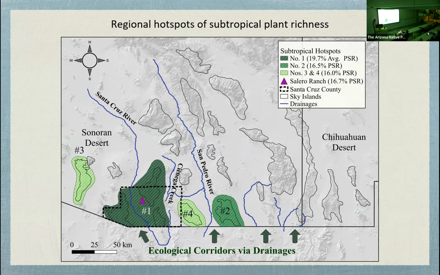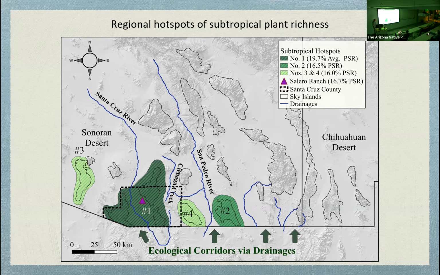What we also wanted to find out is where the densities are. So how we define subtropical hotspots is we used the sky islands with the greatest subtropical richness, or the greatest proportion of subtropical richness. And we defined hotspots as either individual sky islands, or as a cluster if they shared biotic similarity from the Bray-Curtis analysis.